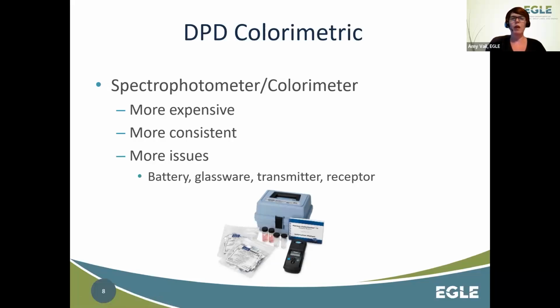We have issues with batteries because these kind of last a long time. People don't tend to change out the batteries and the batteries can corrode, especially if they're around a lot of different chemicals. Again, we're dealing with glassware, so we have cuvettes that can get scratched. We have transmitters and receptors in the unit itself. So if you're carrying it out of the truck and you drop it, that could knock out some of the electronics internally. So those can be some issues.